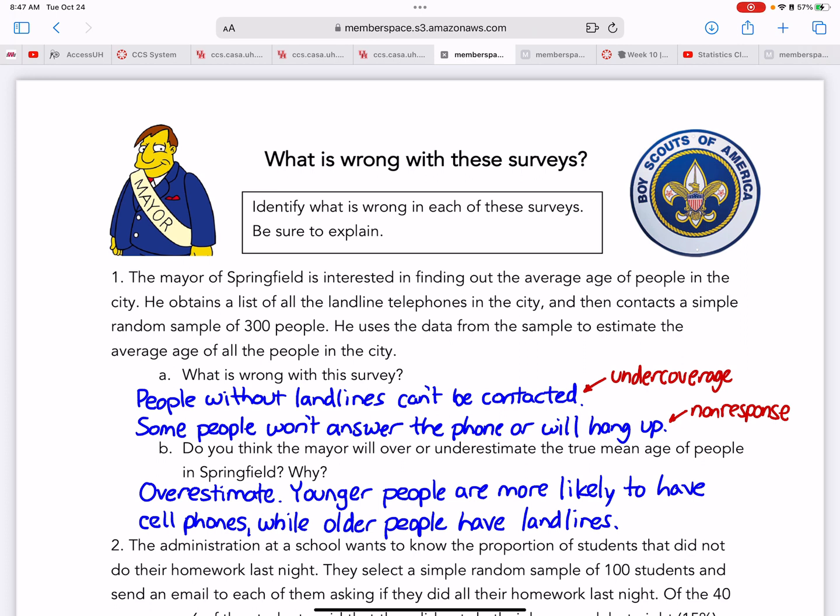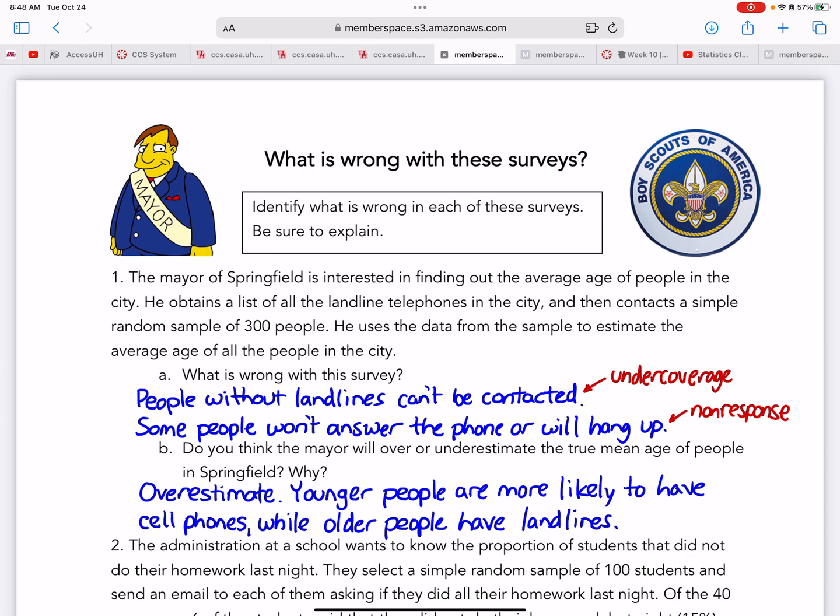Now, we learned that the simple random sample is a good way to do it, and not just 300 people that he wanted. However, the problem here is that the people without landlines can't be contacted, and that would be considered undercoverage. And also, if your phone rings and you don't want to answer it because you see it on caller ID and you don't know who it is, that would be non-response. Non-response is not responding to a survey either because you don't want to or you cannot.